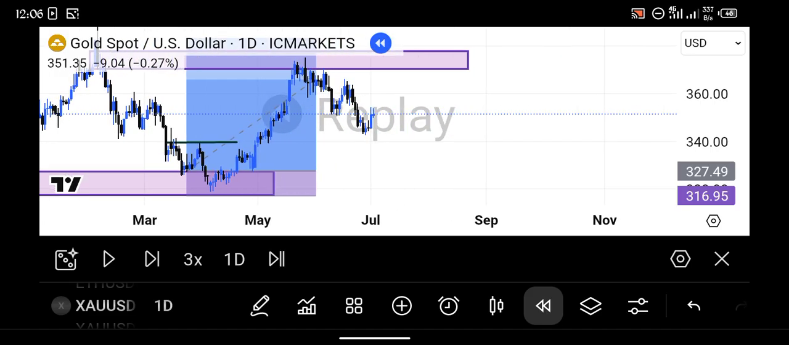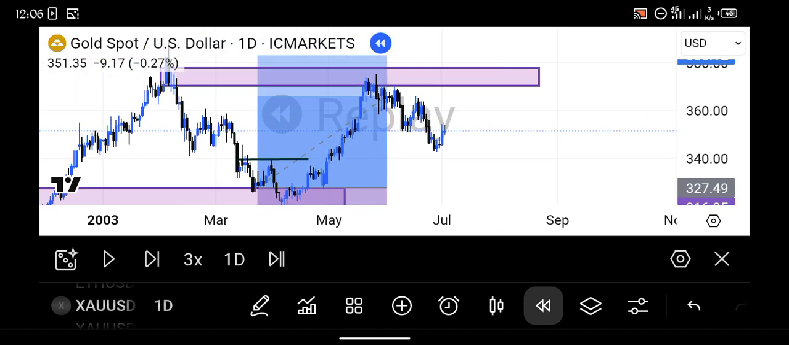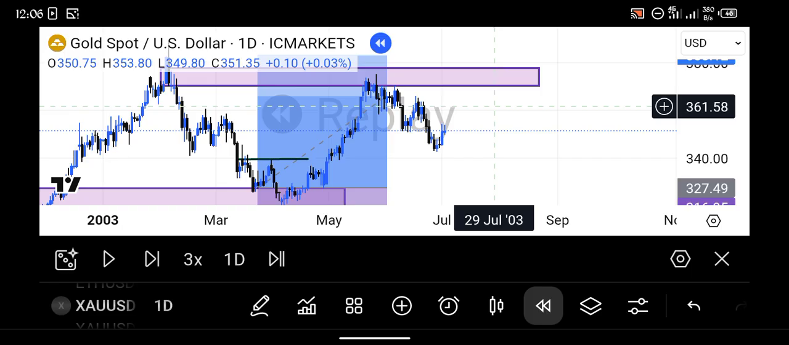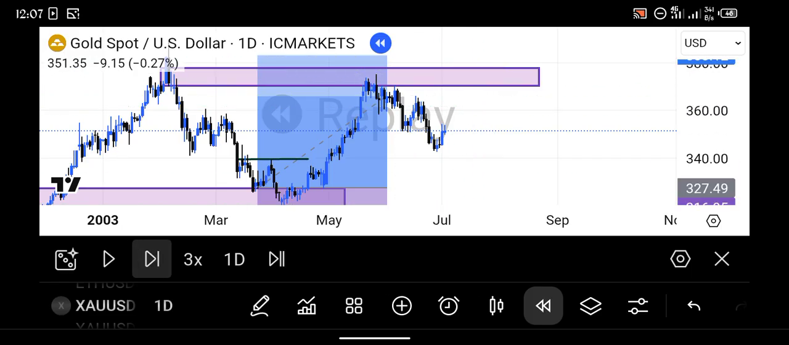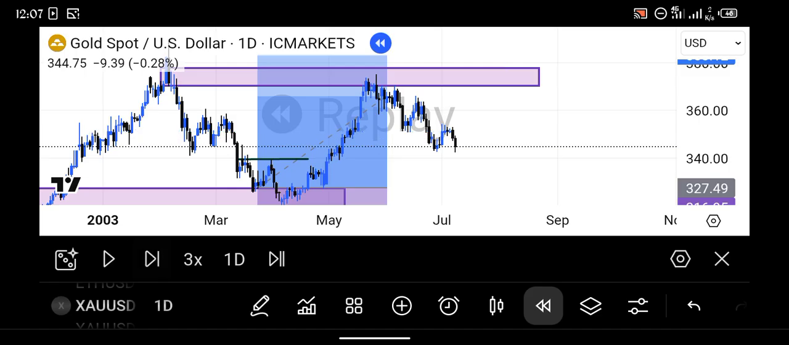So now, as a patient trader, what are you waiting for? You wait for price to do what? Come back to this zone before you do what? You sell from there. So you wait, keep on waiting.